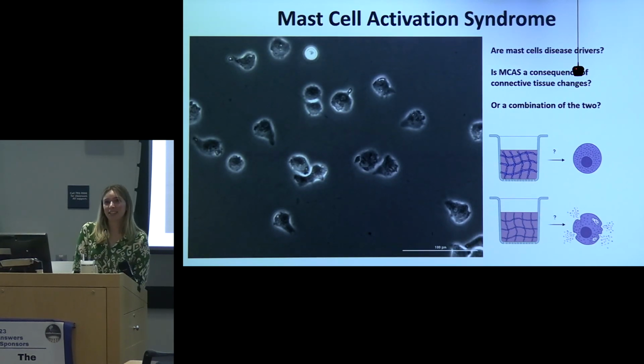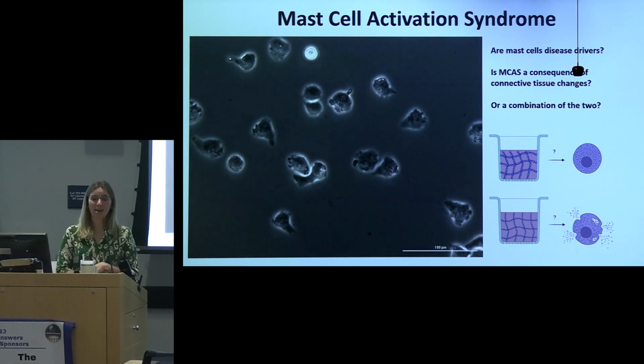Another focus, which is a project that I'm really interested in, is mast cell activation syndrome. Kind of understanding, are mast cells maybe driving the disease? Are they causing problems in connective tissue? Maybe are mast cells getting activated as a result of the connective tissue being weaker? Is it a combination of both? Not sure, hoping to piece that together.